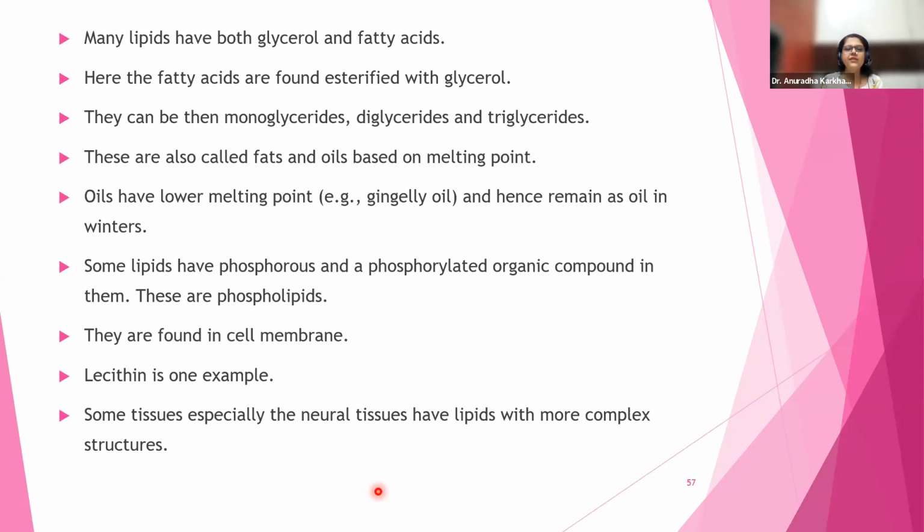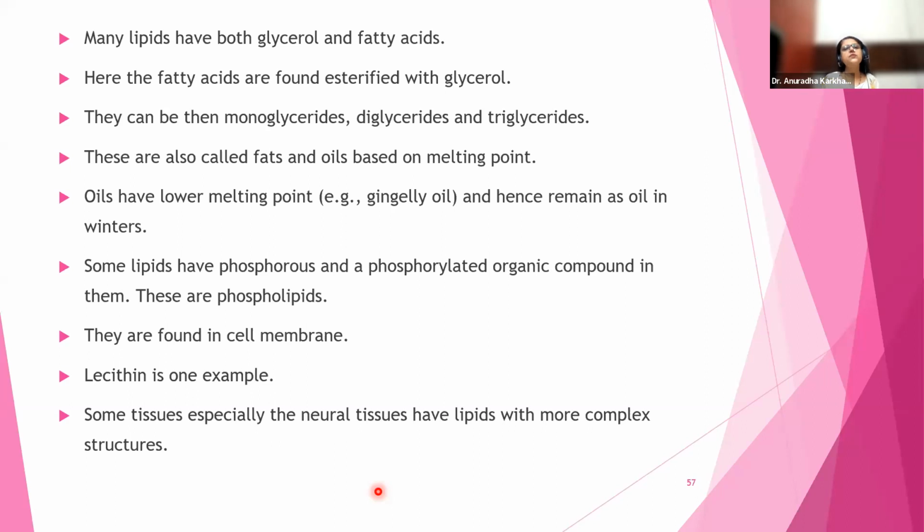These are also called as fats and oils based on melting point. Okay, so oils have lower melting point. We know this. Example, gingelly oil, and hence remain as oil in winters also. So even we consume our oils, na, which will remain as oil only, liquid only. Correct?